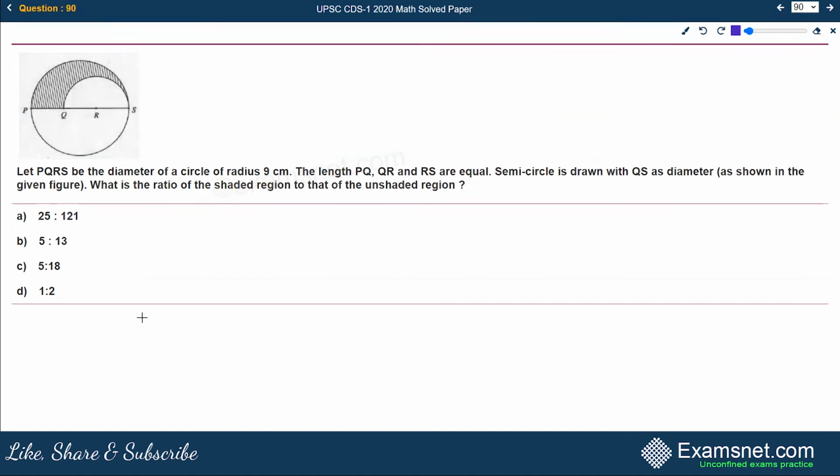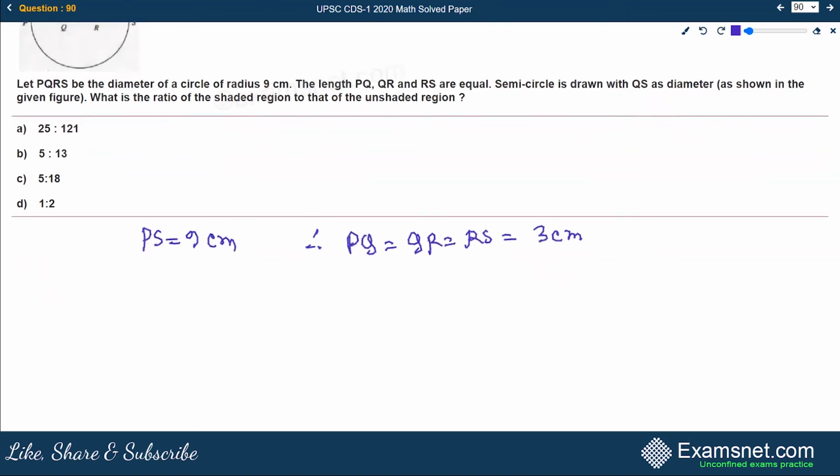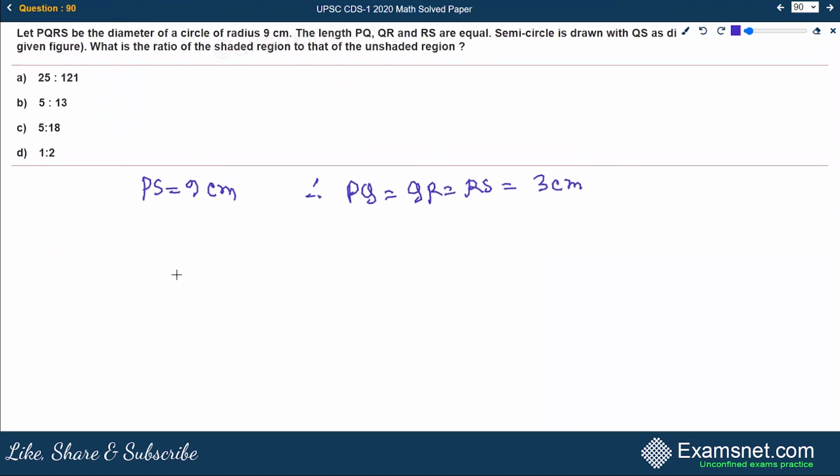So here we are given that the diameter PS is 9 centimeter. This diameter has been divided into 3 equal parts, that is PQ, QR and RS. Therefore, we can say PQ, QR and RS are 3 centimeter each. Correct.